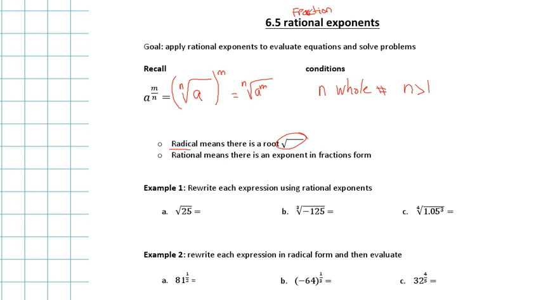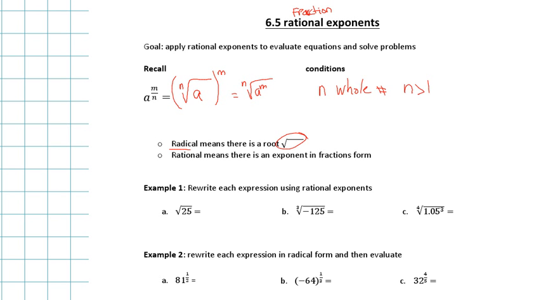Now, radical, as I explained earlier, means there is a root, and rational means that the exponent is a fraction. So when you read the question, just make sure you understand what the question is asking. So rewrite each expression using rational exponents. So we're moving from the radical, which is the root, to the rational.